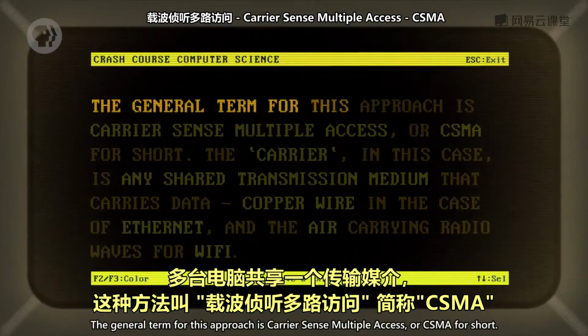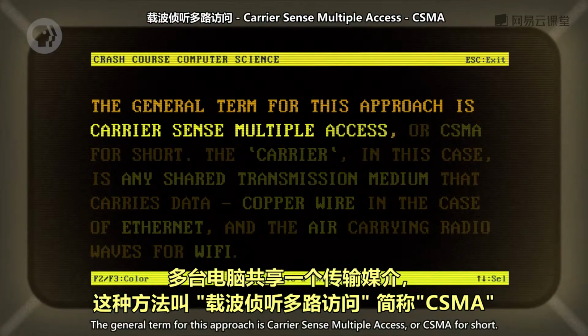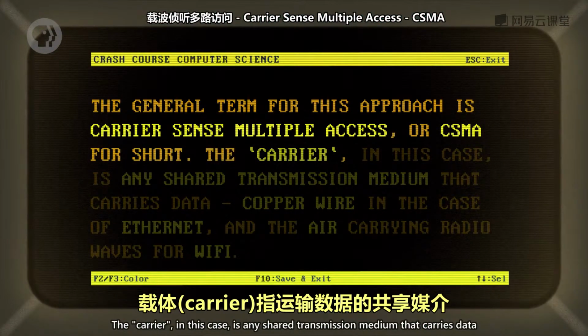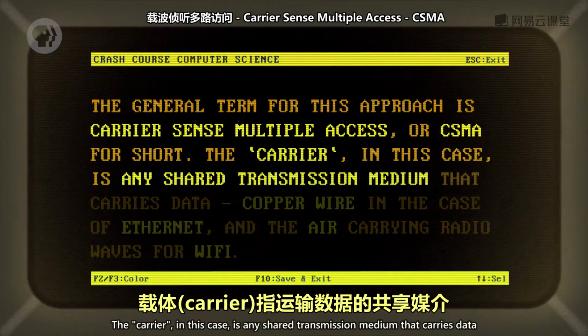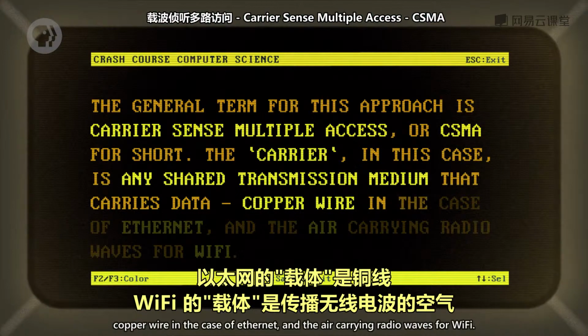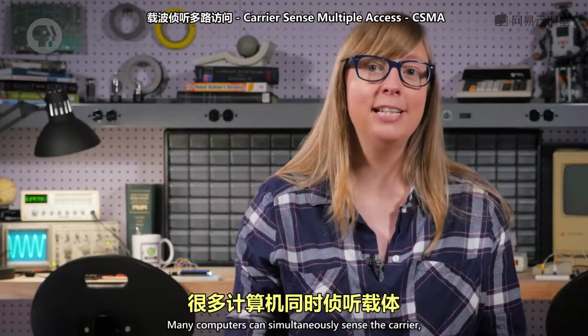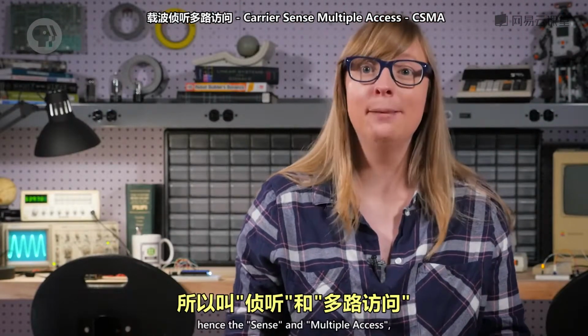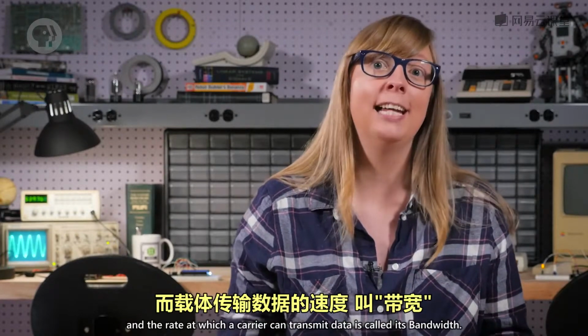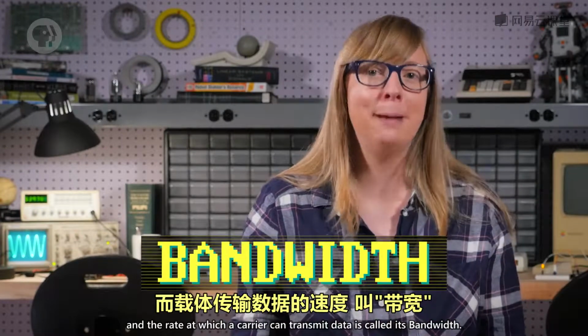The general term for this approach is Carrier Sense Multiple Access, or CSMA for short. The carrier in this case is any shared transmission medium that carries data, copper wire in the case of Ethernet, and the air carrying radio waves for Wi-Fi. Many computers can simultaneously sense the carrier, hence the sense and multiple access, and the rate at which the carrier can transmit data is called its bandwidth.